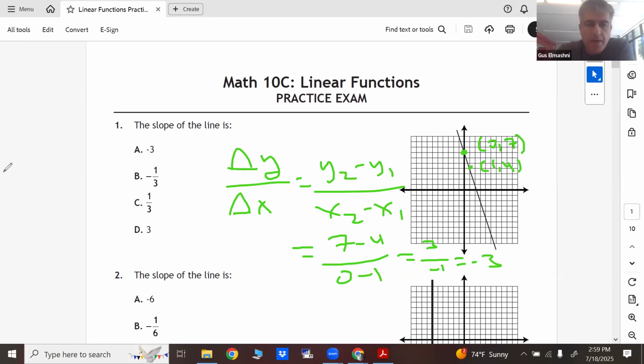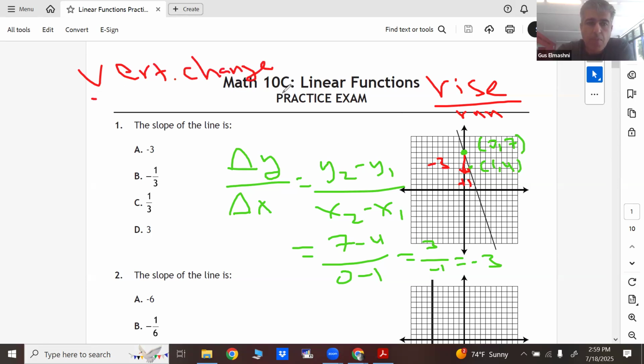Or you could also think about it visually. Go down 3, right 1. So you're going down 3, right 1. Sometimes it's called rise over run. I mean, obviously I was lowering myself, not rising. But vertical change divided by horizontal change. So slope, all it really ever is, is a ratio of change or a rate of change. That's all we're doing. When you think of rate, you think of ratios, right?